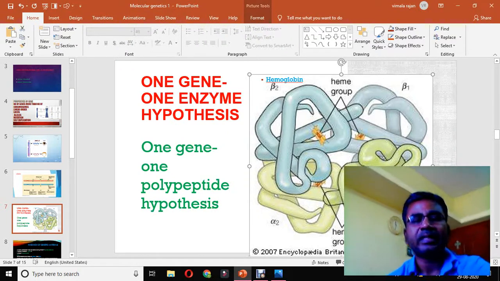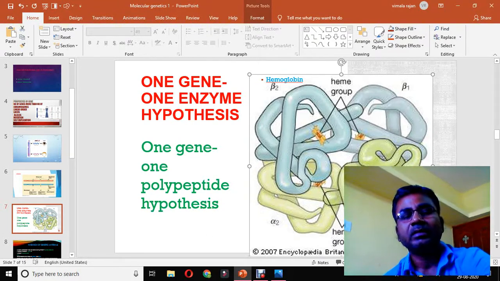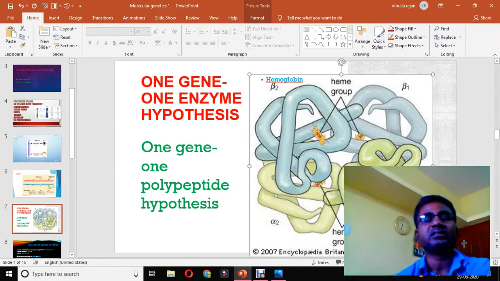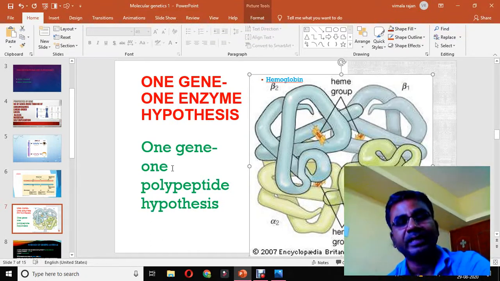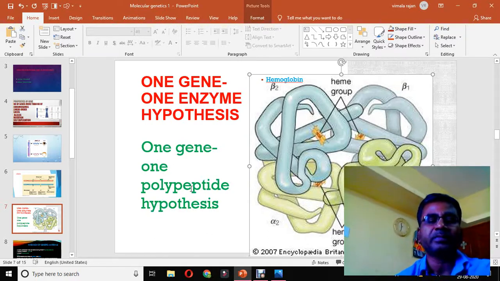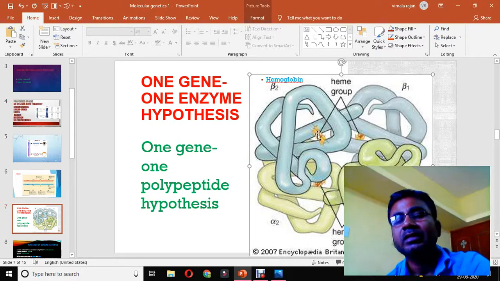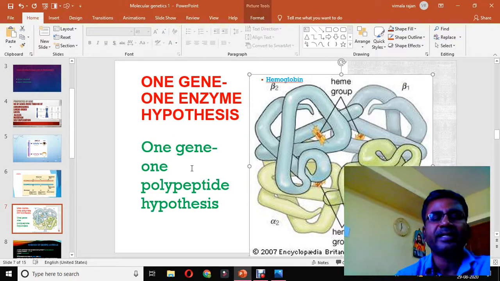That was studied in a red bread mold, Neurospora crassa. A scientist found that one gene controls the production of one enzyme. But the second hypothesis says one gene is capable of producing only one polypeptide, not the entire protein. This is the structure of the entire protein, hemoglobin, made up of 4 polypeptides, but the second hypothesis says only a single polypeptide can be produced by one gene. So the second hypothesis is the one gene, one polypeptide hypothesis.